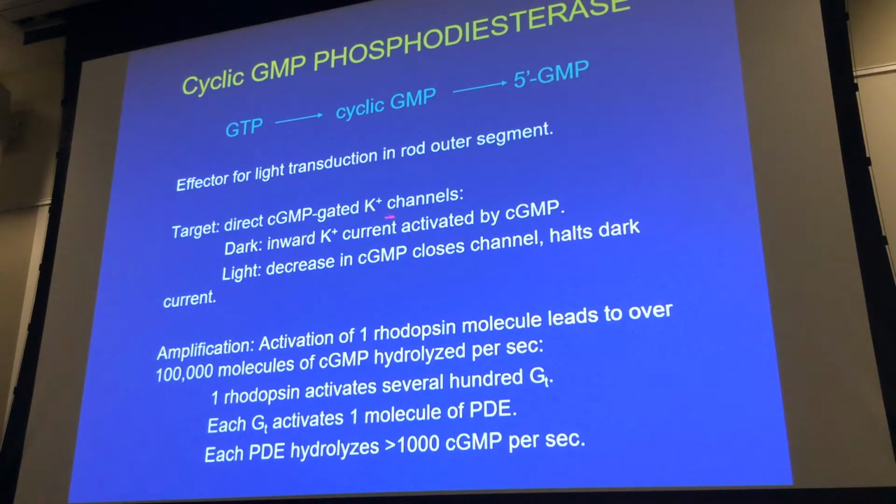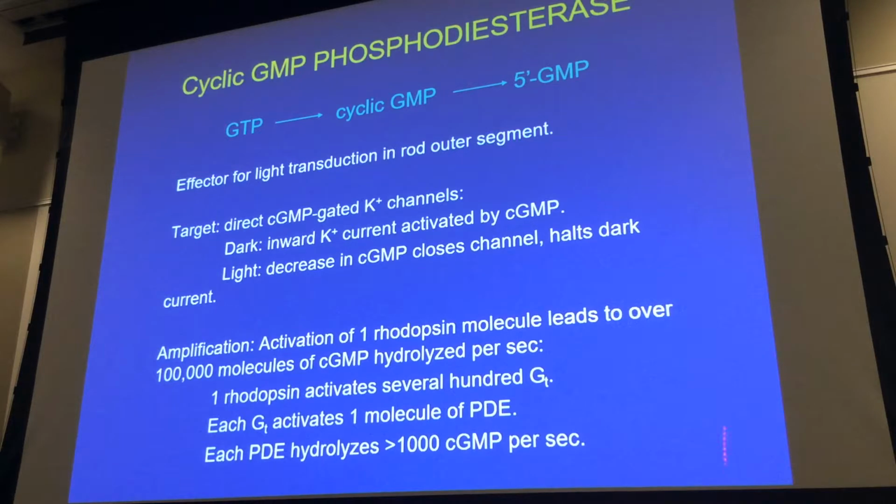When rhodopsin is activated by light, and that process is called bleaching, this enzyme is activated. Cyclic GMP is hydrolyzed to 5' GMP. In the absence of cyclic GMP, the inward channel is closed, and the dark current is halted. And when the dark current is halted, that produces depolarization of the neurons in the eye and leads into an action potential into the visual processing centers.